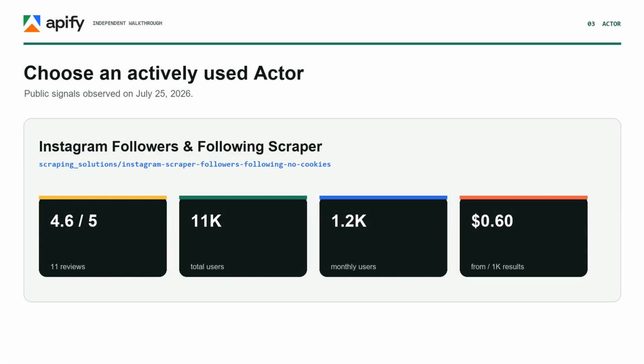The tool used here is Instagram Followers and Following Scraper by Scraping Solutions. On the date of this test, its public Apify page displayed a rating of 4.x from 11 reviews, 11,000 total users, and 1.2 thousand monthly users. The listed price started at 60 cents per 1,000 results. These values can change, so always check the official actor page before starting a large run.